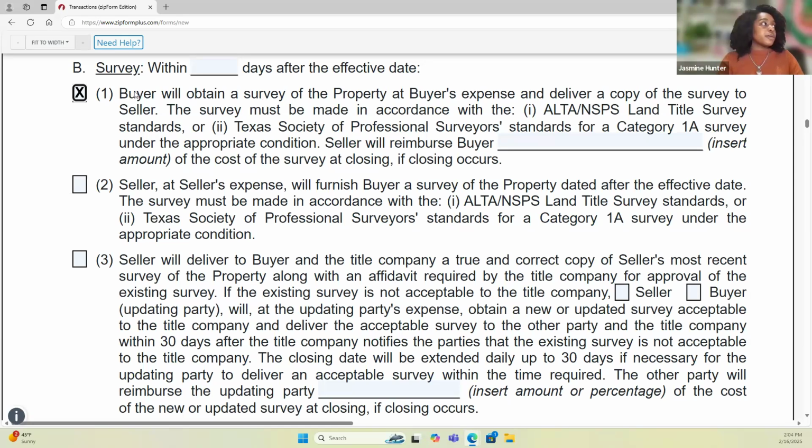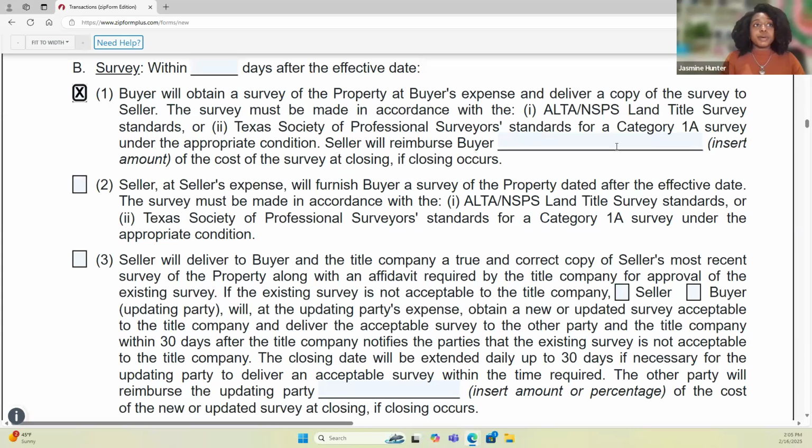Look at this verbiage. Buyer will obtain a survey of the property at buyer's expense and deliver a copy of the survey to the seller. The survey must be made in accordance with the ALTA NSPS Land Title Survey Standards, Texas Society of Professional Surveyors Standards, Category 1A, and so on. But then at closing, check this out.